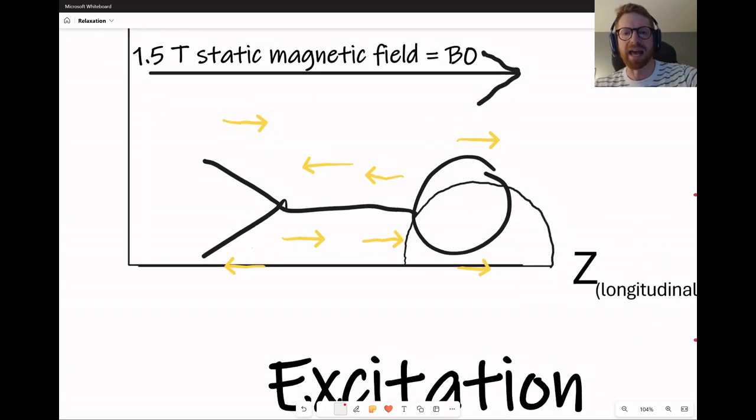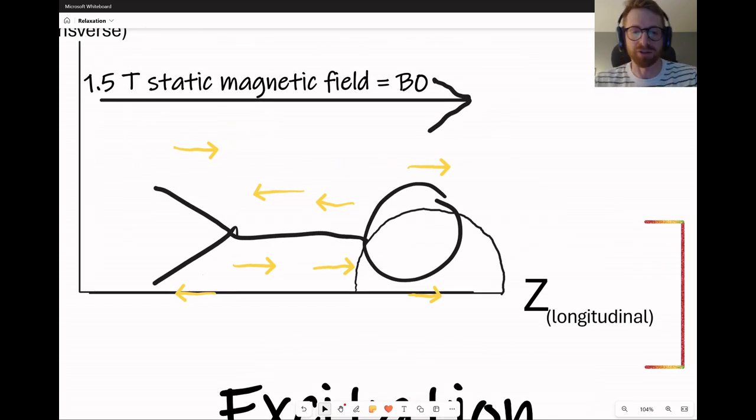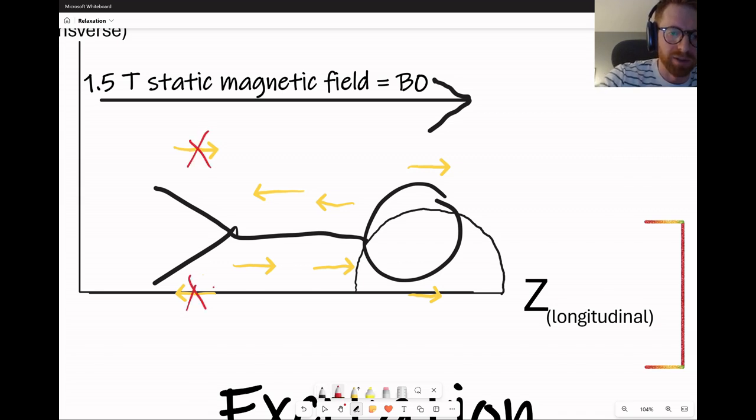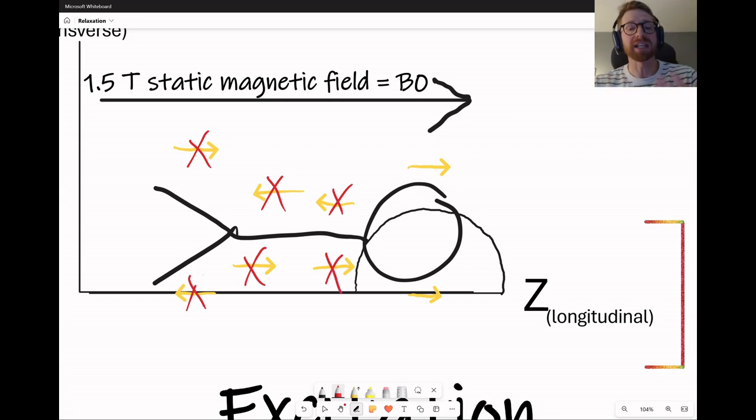As a result, they're not going to all cancel. Most of them are going to cancel. These are going to cancel. But those 6 out of 10,000, which I'm just diagramming as 2 here, are going to add up to something parallel to B0. And that is going to form our net magnetization vector.